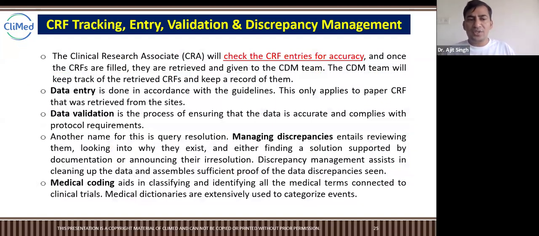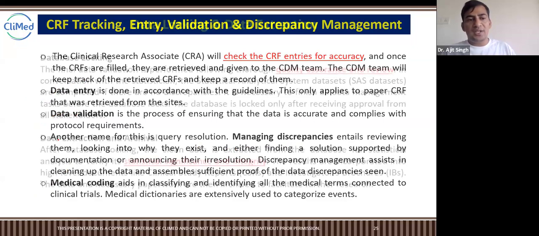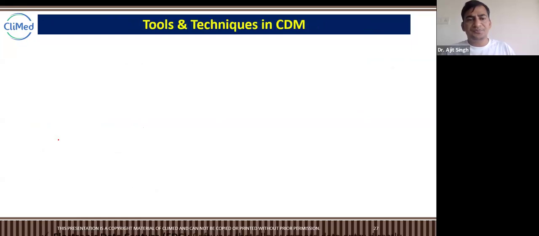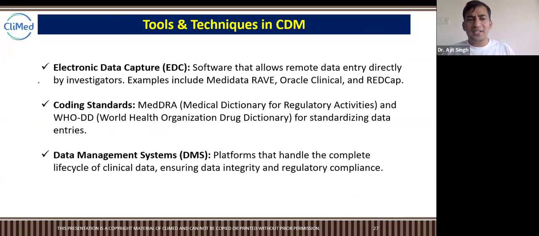Here, all those things are described: data entry, data validation, managing discrepancies, medical coding and all, so data locking. These are some tools like EDC, electronic data capture, like Medidata Rave, Oracle Clinical, REDCap.